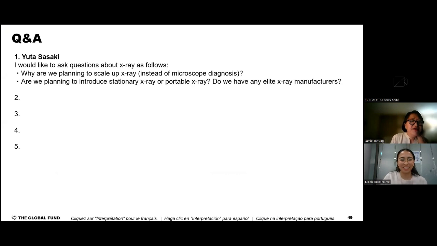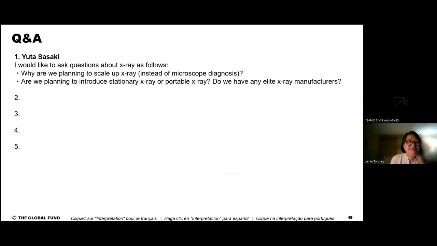Sure. So the question is around X-rays. Why are we planning to scale up X-ray instead of microscopic diagnosis? And are we planning to introduce stationary X-ray or portable X-ray? Do we have any elite X-ray manufacturers? So that's a good question. And let me begin by clarifying, we are promoting X-ray not for diagnosis, but for screening, right?